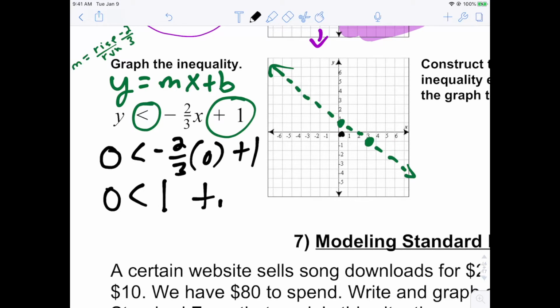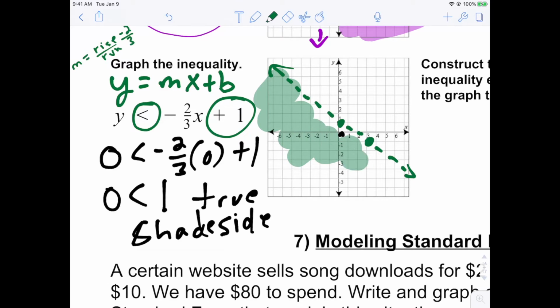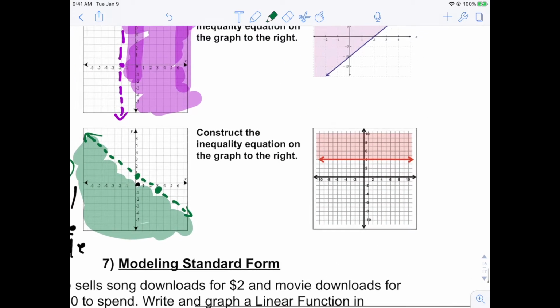Well, this is a true statement. So that means this is the side we shade. We shade the side that 0, 0 is on. Perfect. Let's go look at our next example.